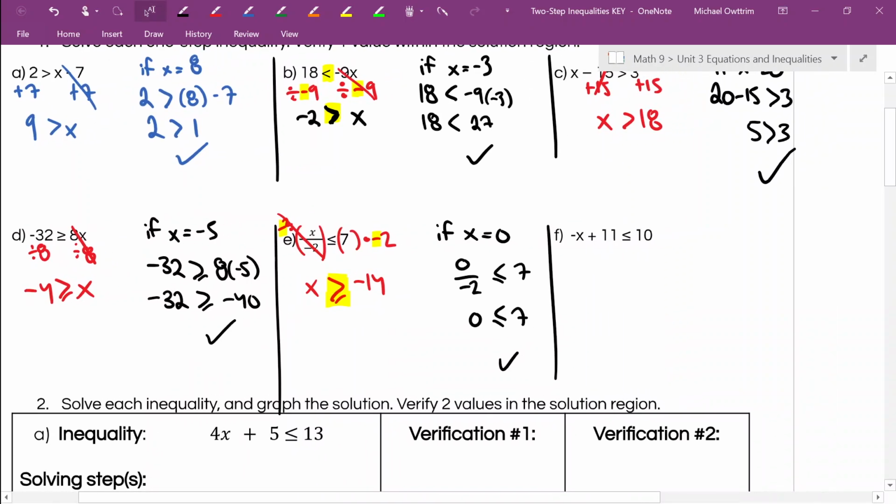Okay, final one is a little tricky here. We could consider this to be more than a one-step equation. Our issue here is that we have negative x, which of course we know is kind of like negative 1 times x, a coefficient of negative 1.